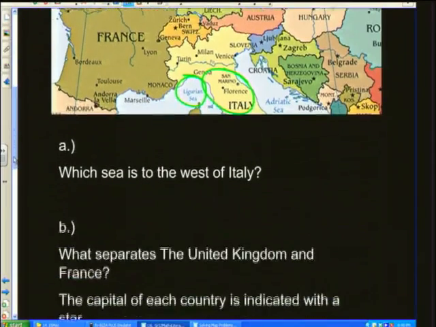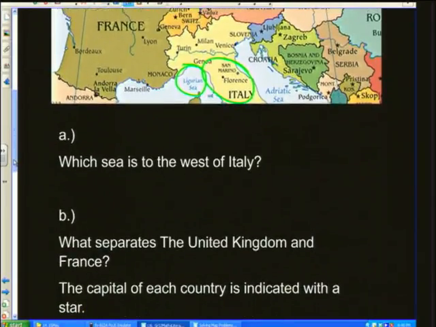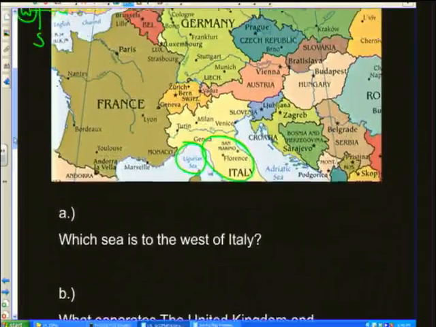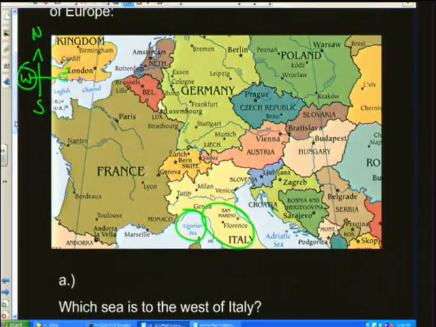Next question. What separates the United Kingdom and France? There's the United Kingdom. Here is France over here. What separates it? It's the English Channel. Okay, very straightforward questions this, guys. The examiner's actually forcing you just to take note of the map.